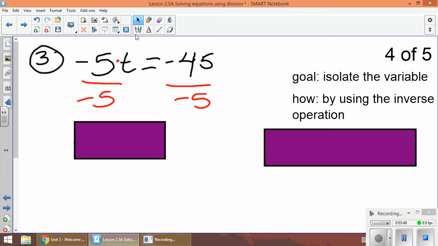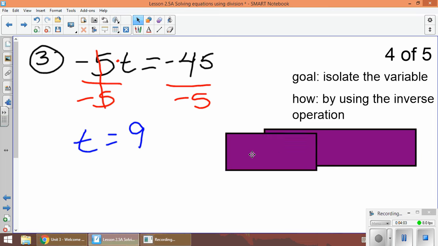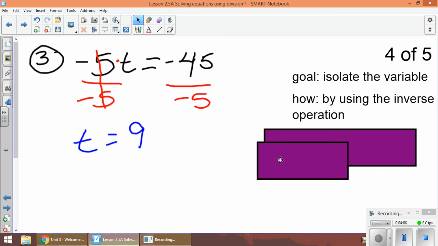So negative 5 divided by negative 5 leaves me with 1t, or just t, equals, so on the left side, I have just t, and on the right, if you can't do it mentally, use your calculator, negative 45 divided by negative 5 is 9.